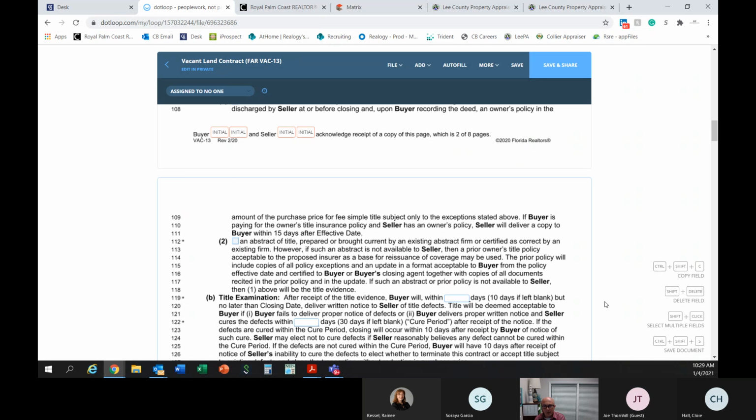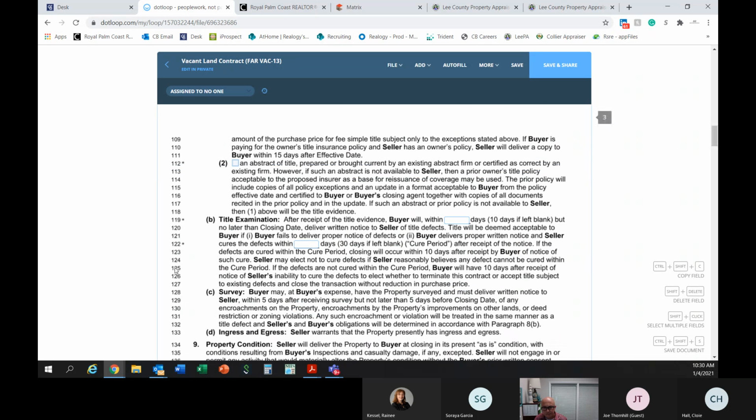If defects are cured within the cure period, closing will occur within 10 days after receipt by buyer of notice of such cure. Seller may elect not to cure defects if seller reasonably believes any defect cannot be cured within the cure period. If the defects are not cured within the cure period, buyer will have 10 days after receipt of notice of the seller's inability to cure the defects to elect whether to terminate this contract or accept title subject to existing defects and close the transaction without reduction in the purchase price, okay?